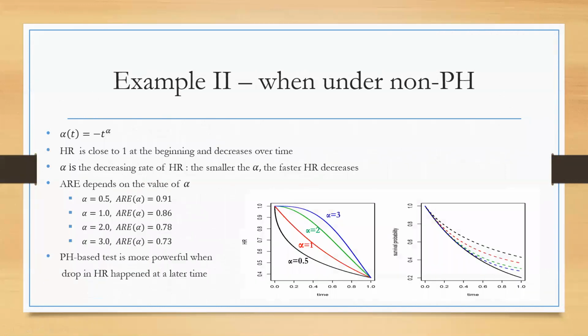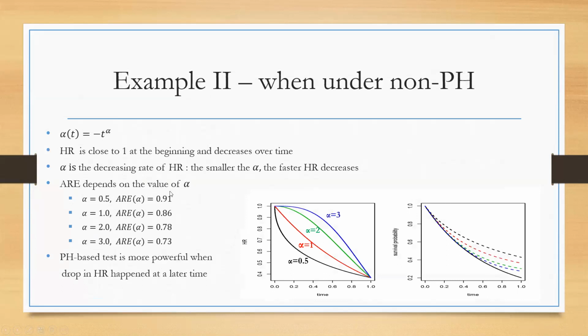In another case, for example, if the proportional hazard assumption were violated, in this case the hazard ratio is one at the beginning, but the hazard ratio decreases over time. That means the treatment becomes more and more beneficial for patients in terms of hazard ratio. And the survival function is like this. This is the survival function in the treated arm, and the black curve is the survival function in the control arm.